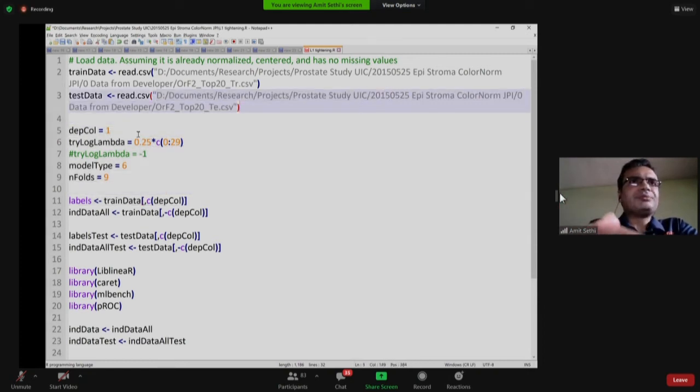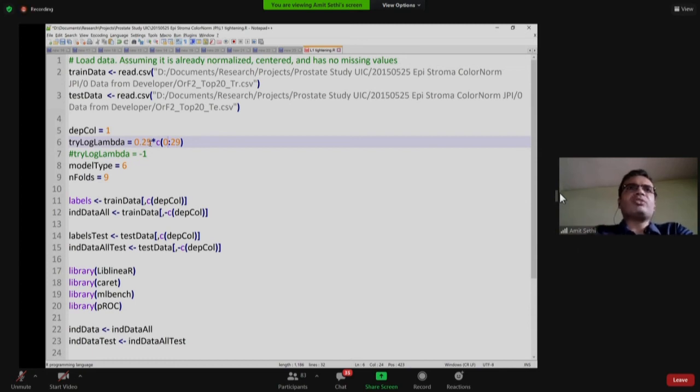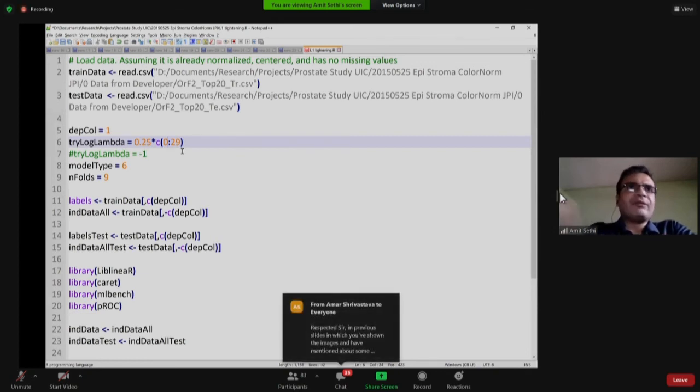Right after that, the column that I'm trying to predict is the first column, and this is the penalty. So the penalty is going up in steps from 0 to 29. Okay, 0 to 29 times 0.25. That means every time it is going up by a factor of 0.25. So it goes from 0 to 0.25 to 0.5 to 0.75 to 1 in 30 steps, 0 to 29. Okay, so this is log of lambda. I will take e to the power of this.